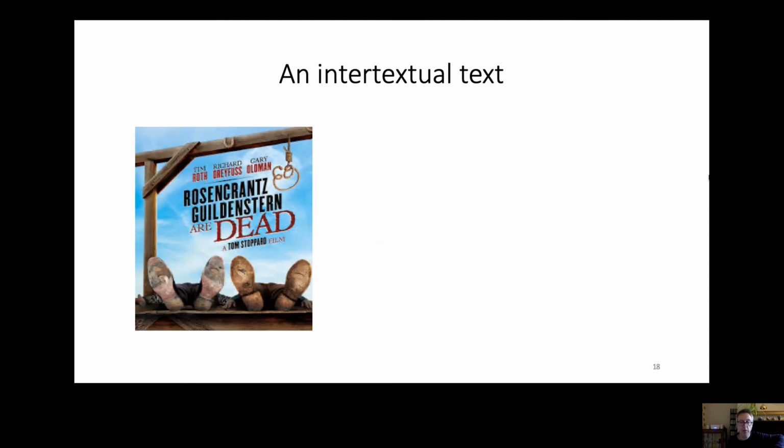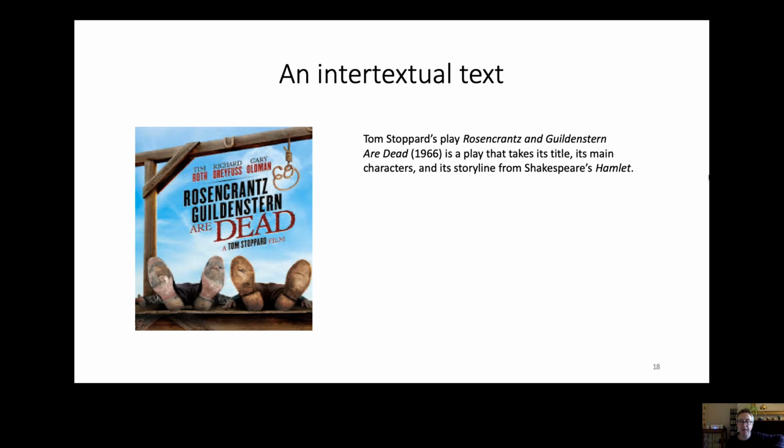So I want to give you an example of intertextuality in action in slightly more detail, and my example is Tom Stoppard's play Rosencrantz and Guildenstern Are Dead. This is a play that takes its title and its main characters and its storyline from Shakespeare's Hamlet. That line, Rosencrantz and Guildenstern Are Dead, is a line from Hamlet. It's a line from the most famous play ever written, arguably the most famous work of literature ever written.